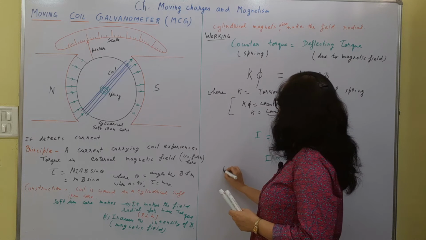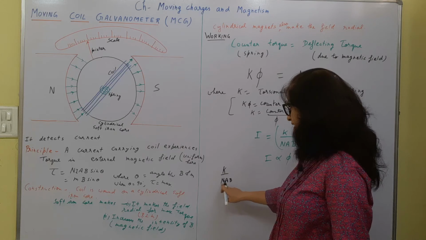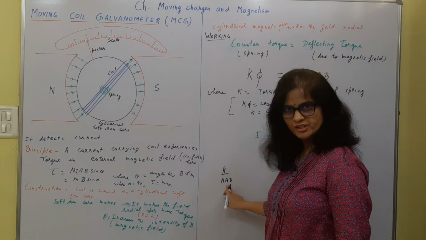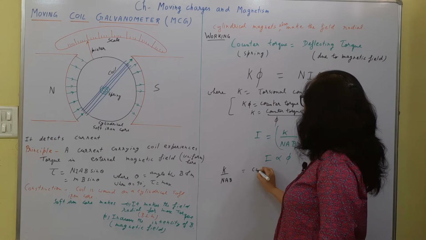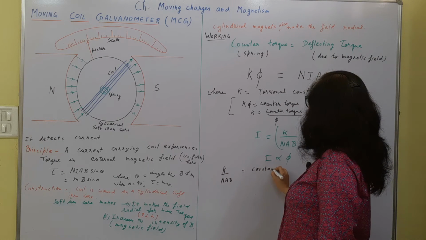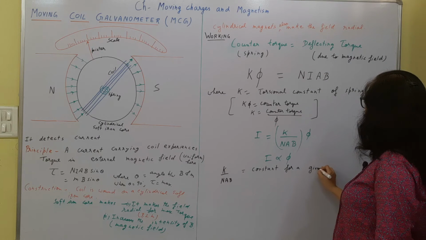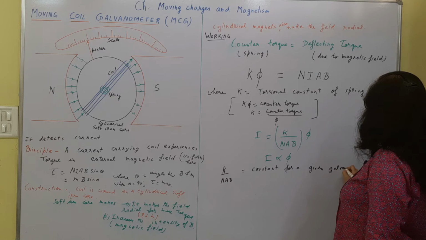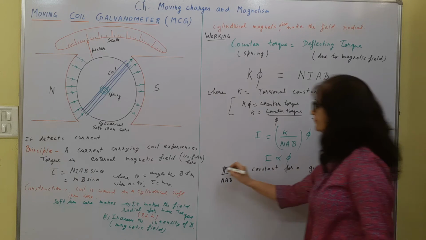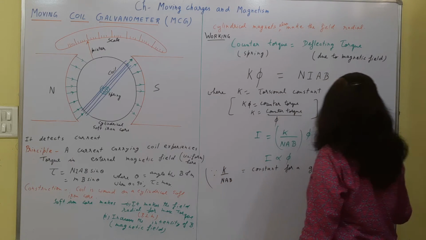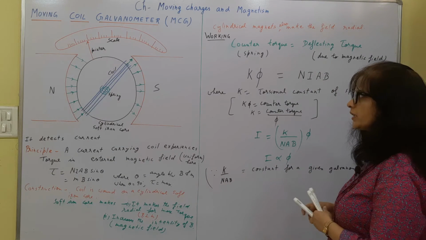And this K upon NAB, what is this? B is magnetic field, N is number of turns, A is the area of cross section of the coil, K is the torsional constant of the spring. This is constant for a given galvanometer. That's why I is proportional to phi. Now from here we can define two very important quantities.